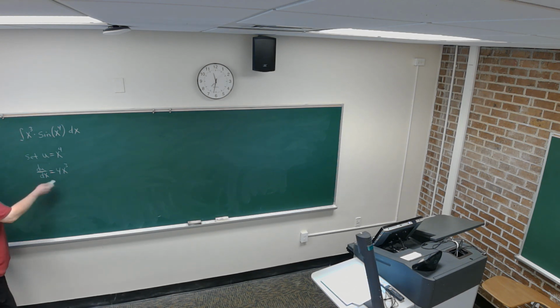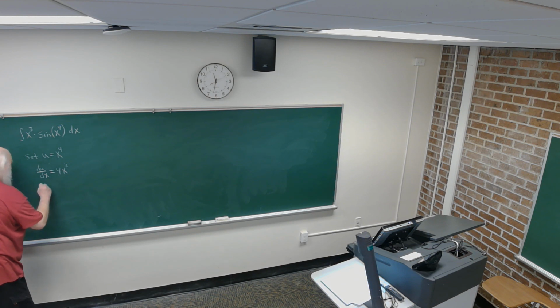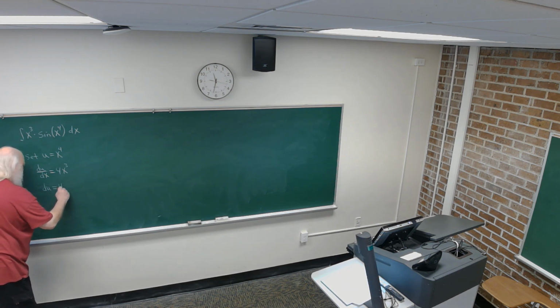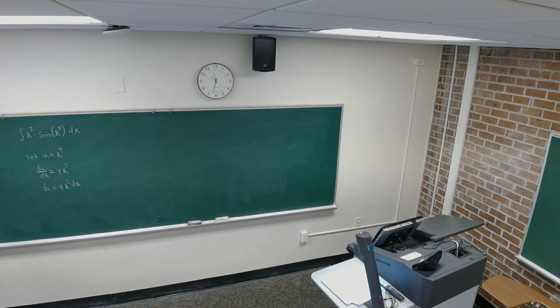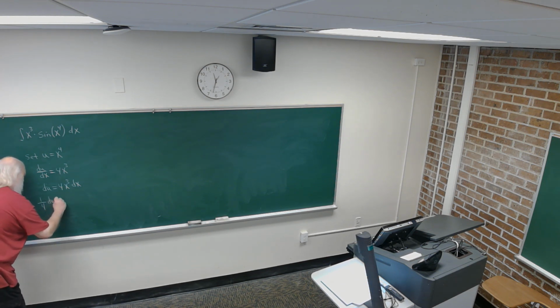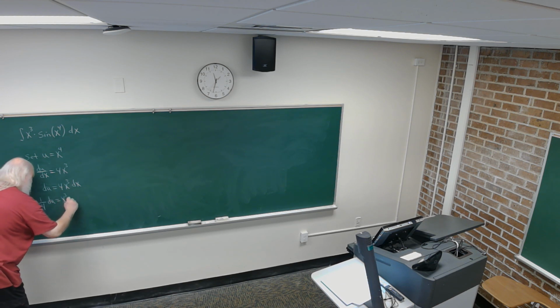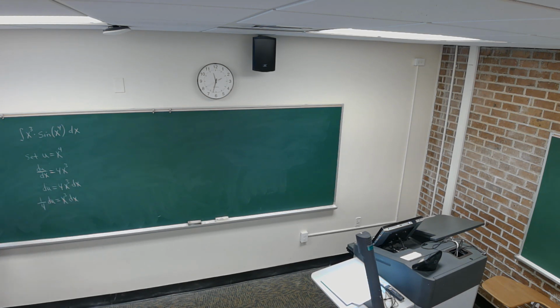All right, so when we multiply both sides by dx, we get du on the left is equal to 4x cubed dx. And now I can multiply both sides of this equality by 1/4. And I have 1/4 du is equal to x cubed dx.